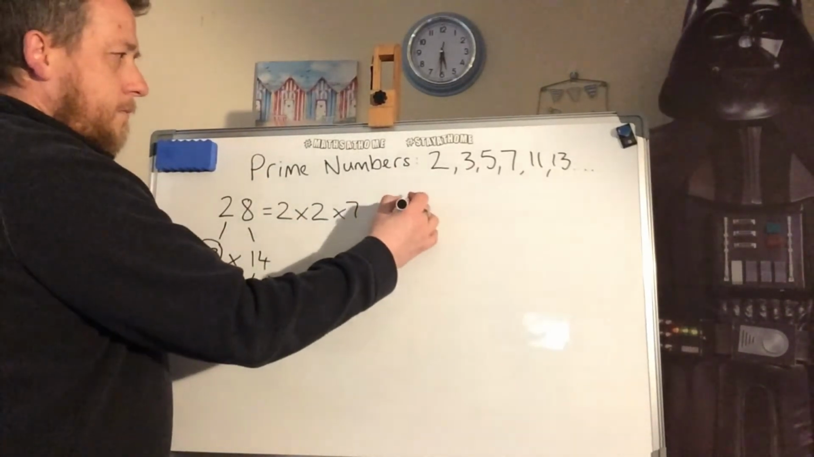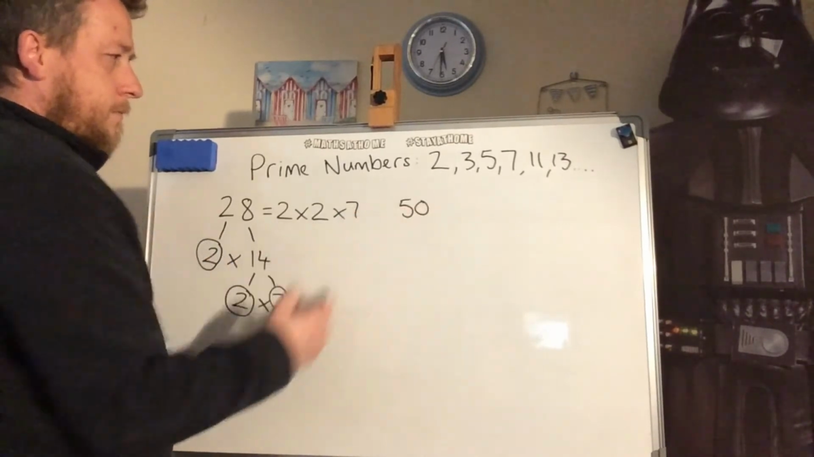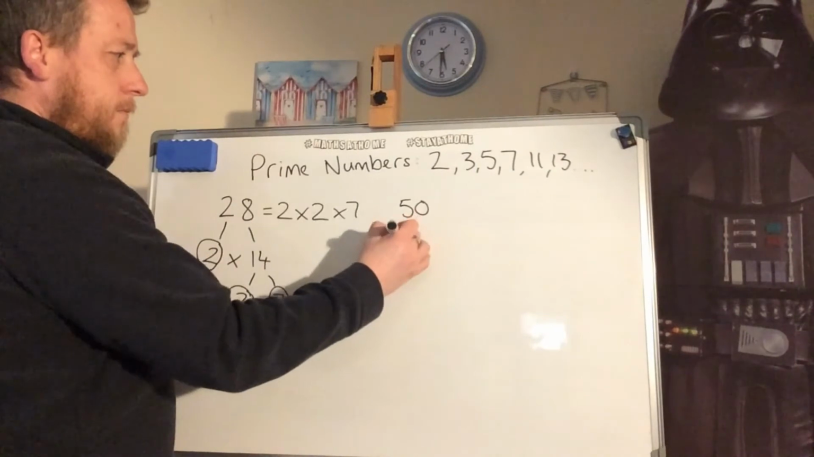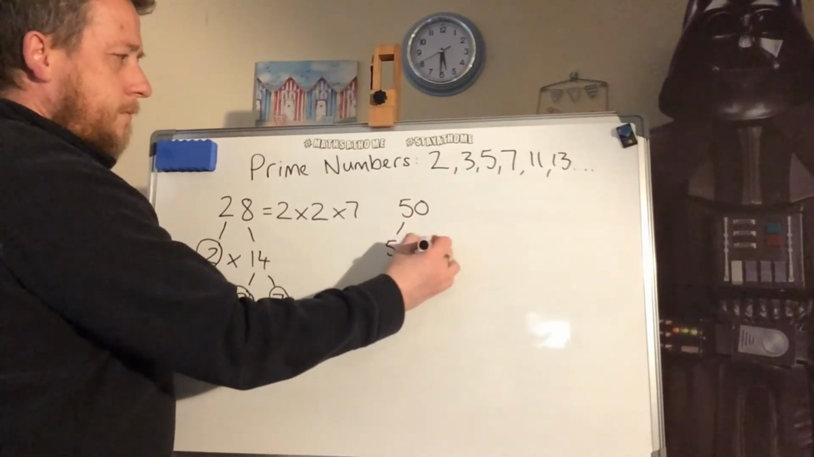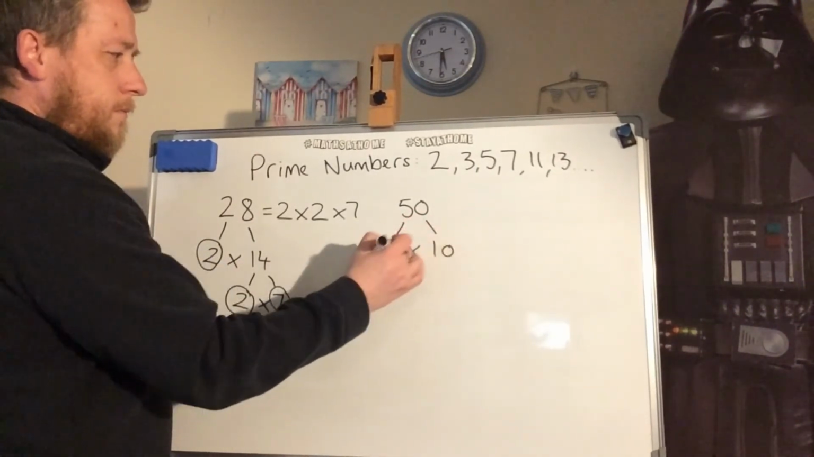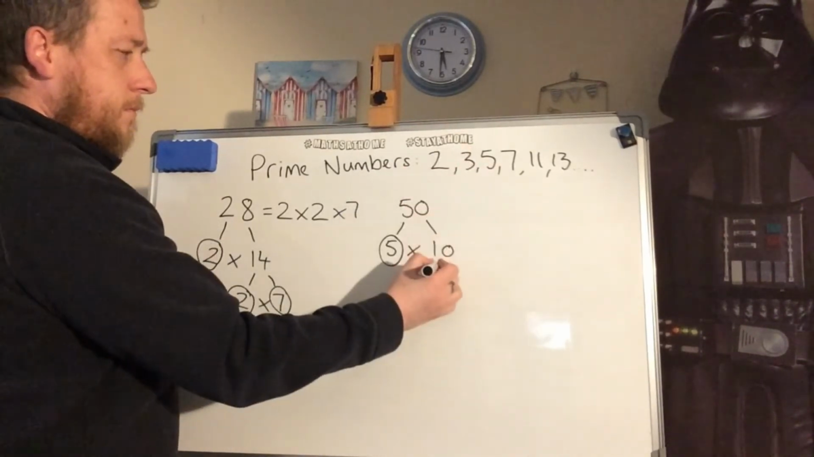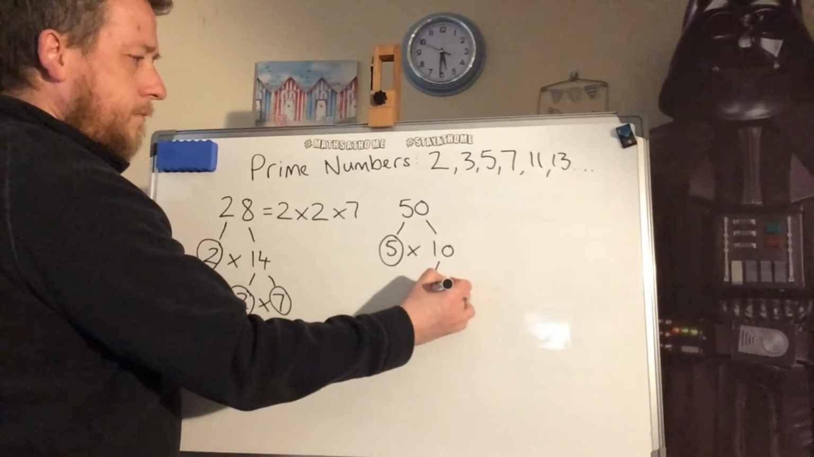Let's try another one. 50. Now we're going to choose 5 this time, because the bigger the number you choose, the quicker you will get to your answer. So this time we've got 5 times 10. Now 10 isn't prime, but again it's a multiple of 5.